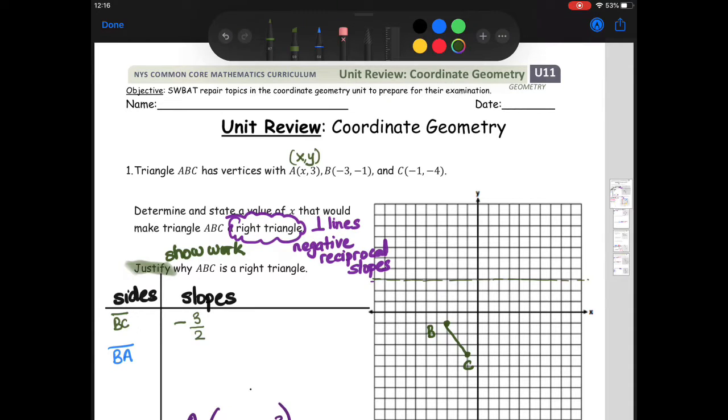Any line that's perpendicular to this line will have what? A slope which is a negative reciprocal. So what's the negative reciprocal of this? The opposite of negative is positive, and you flip the fraction, so it's going to be 2 over 3. So basically from B, I am going to start plotting this point. I'm going to go up 2 over 3. So up 2 over 3.